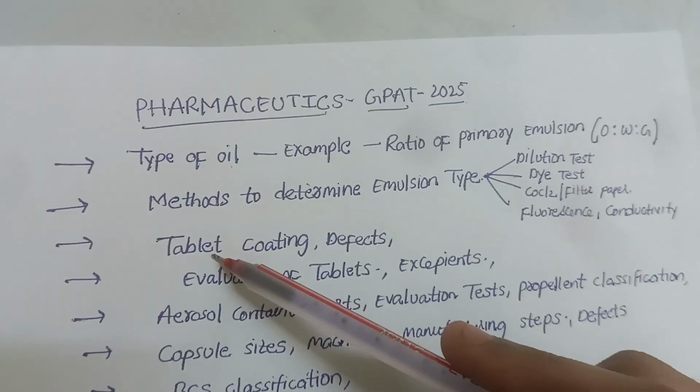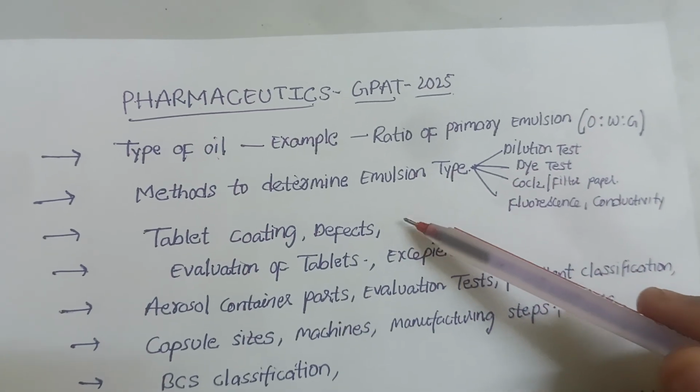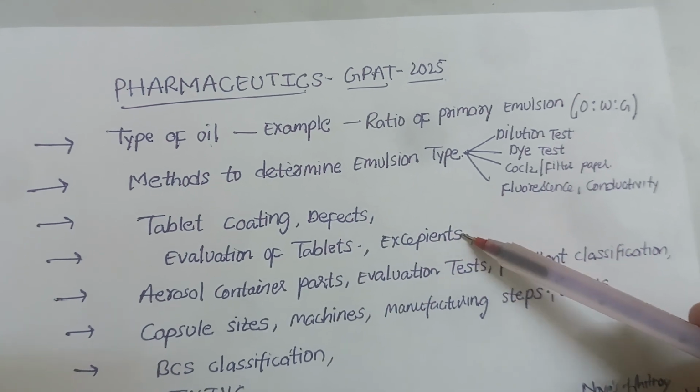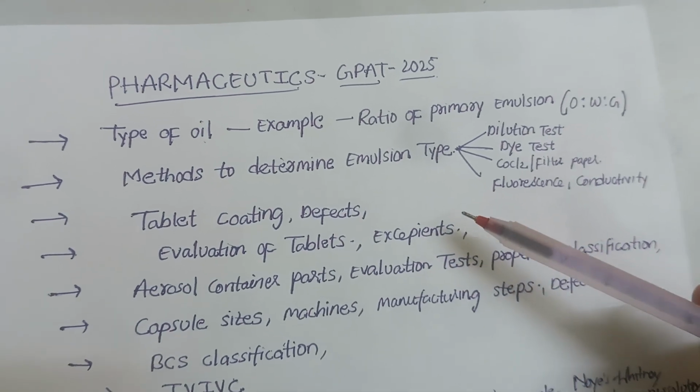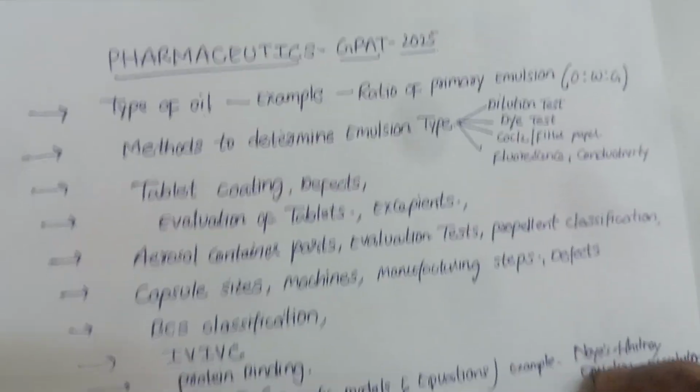The most important is the tablet coating and the defects. One question will come from this table. The evaluation of tablets and the excipients, the list of excipients and their trade names are also important. So study very deep in this about excipients.